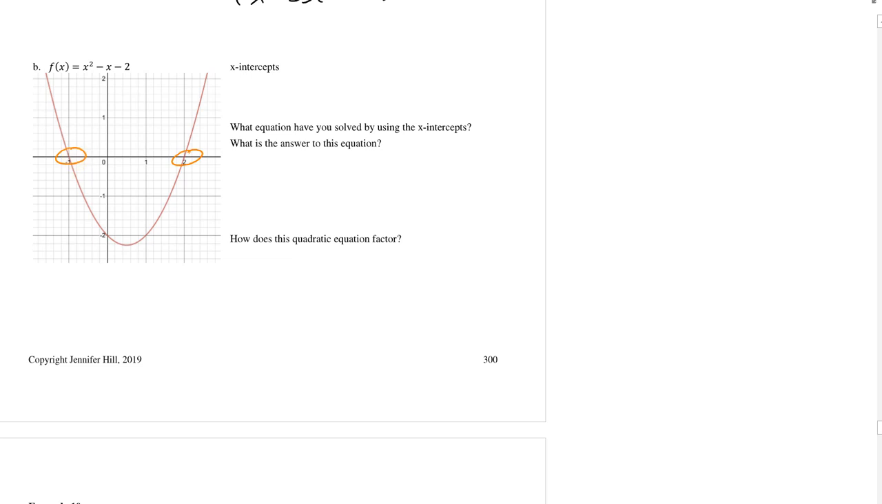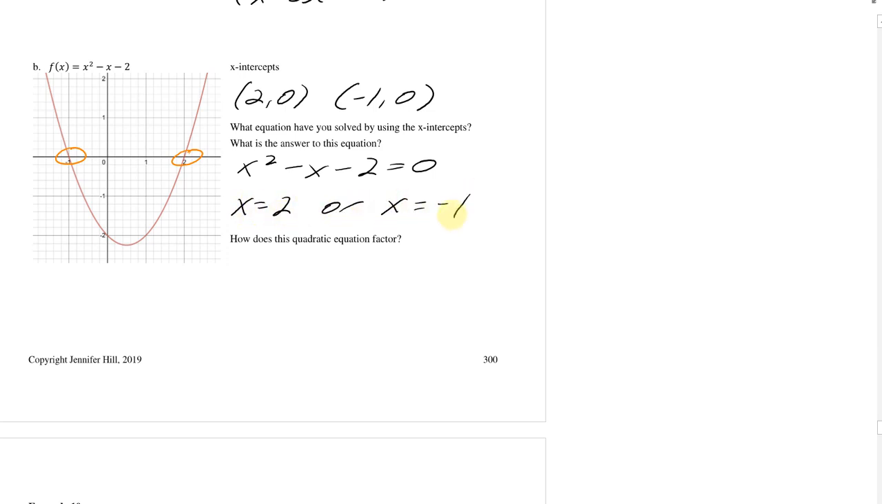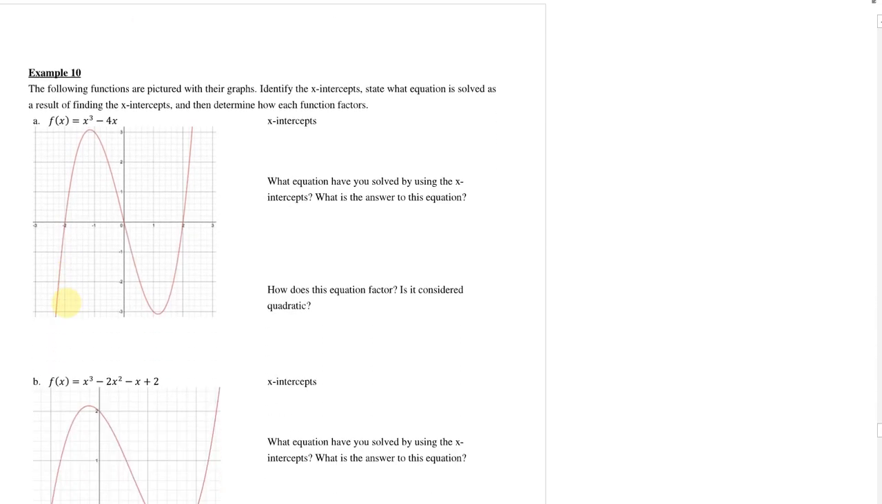Okay, so here are my x-intercepts. So let's see, this is 2, 0 and -1, 0. So then what equation have I solved? So I've got x squared minus x minus 2. If I set that equal to 0, my solutions should be x equals 2 or x equals -1. So now let's check that by factoring. So how does this factor? This will factor as x minus 2, x plus 1. So yes, these would be the solutions, right? So again, they're all connected. So now let's go to the next page.